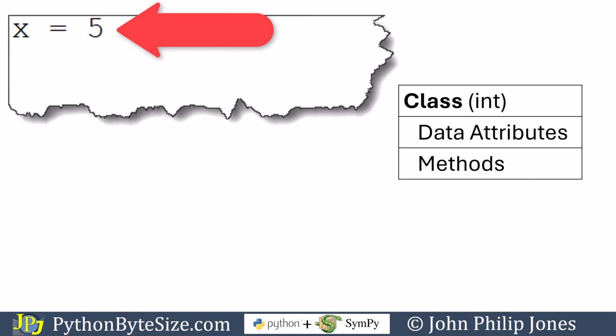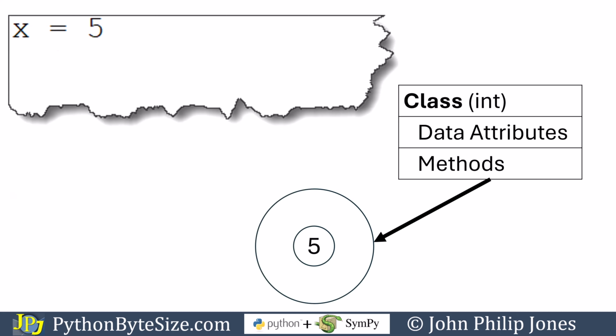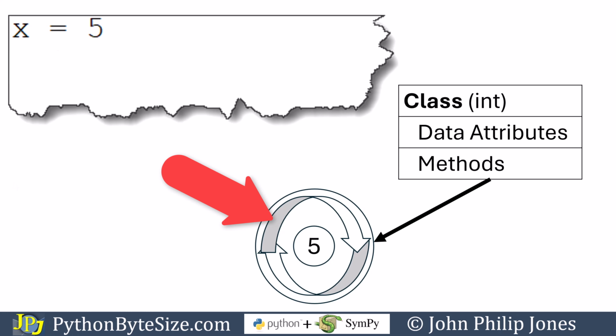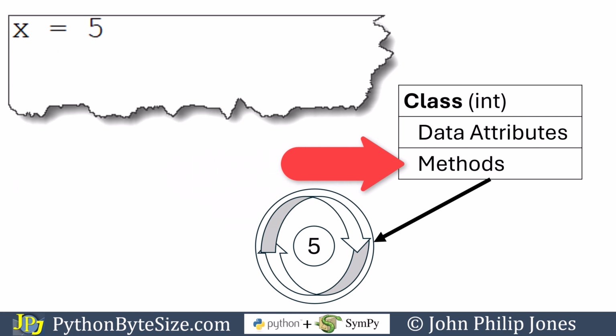When this program statement x is assigned 5 is executed, what will happen? An object will be created that's based on the class, and you can see that object coming into view now. And you can see that this object has 5 here, which is taken from this position here in the assignment. Now, in this area, I like to think of the object having all of the methods, and these methods have been defined in the built-in integer class of Python.